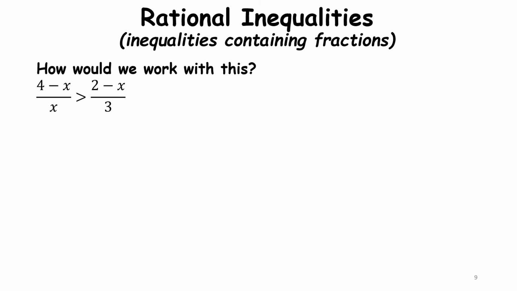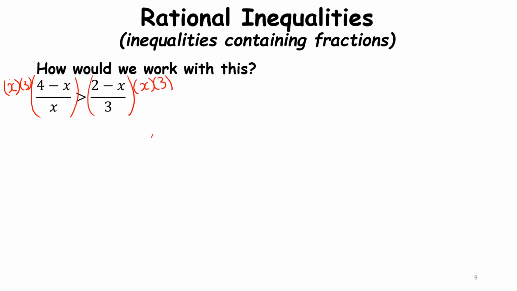Let's talk about rational inequalities. So rational inequalities are inequalities that contain fractions. Remember your rational numbers. These are any numbers that can be written as fractions. When we have any fractions in an equation, we get rid of them by multiplying across by the common denominator. So like for this, we would do x by 3 and here x by 3.